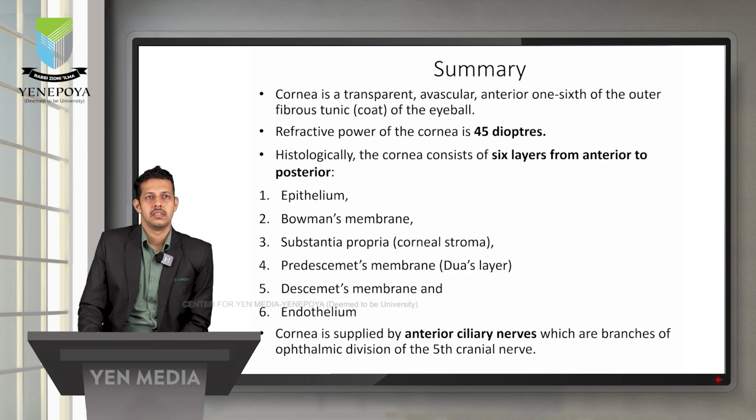To summarize, the cornea is a transparent avascular anterior 1/6 outer tunic of the eyeball. The refractive power is 45 diopters. We have 6 layers from anterior to posterior, and the nerve supply is by the anterior ciliary nerves, which are branches of the ophthalmic division of the 5th cranial nerve, that is the trigeminal nerve.